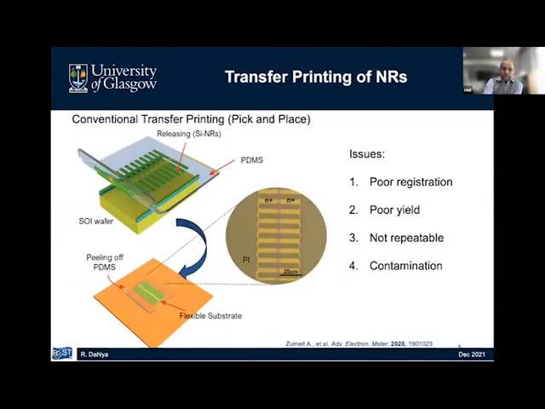But the problem with this technique is that, in simple terms, it's a pick and place technique, and the elastomer has a problem. Because of its softness, it leads to poor registration. There's a poor yield, and the process is not always repeatable. And there is an issue of contamination, because normally the elastomer is PDMS, and small residues are left on the nano ribbons. And because PDMS is also an insulator, realizing transistors from this type of approach can be difficult if there are residues left on the ribbons.